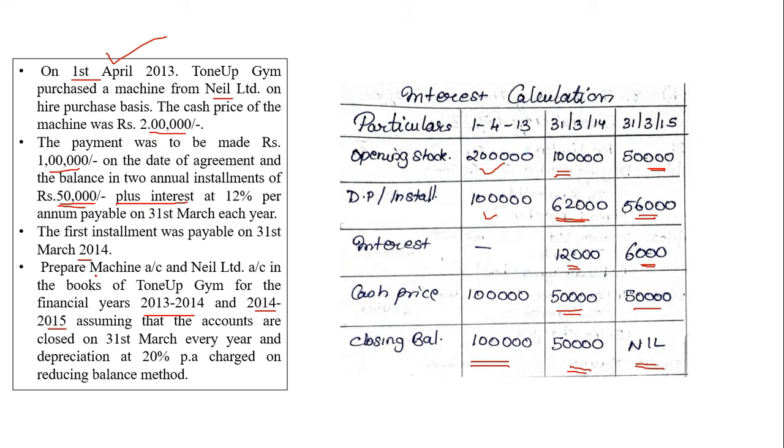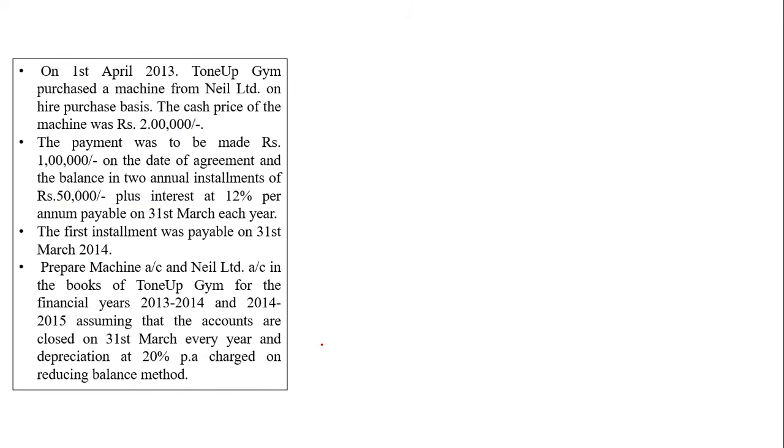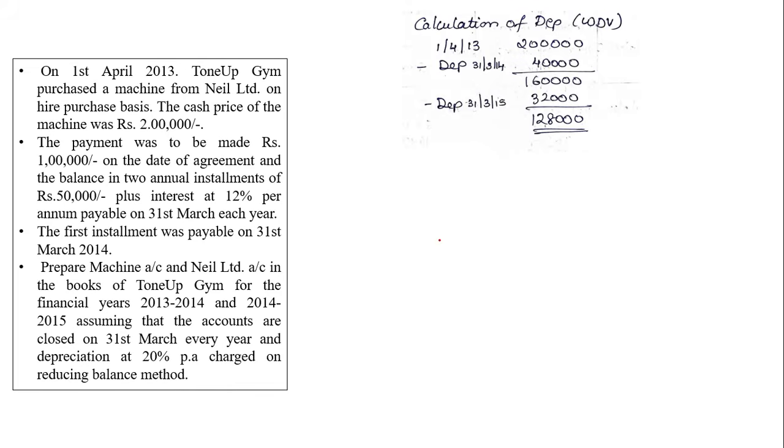Now before starting the machinery account, in machinery we have to find something called depreciation, and they have told you to use a 20% depreciation rate at reducing balance method. So very simple. Reducing balance means whatever balance you get, you have to remove your depreciation from that. So for example, on 1st April 13 you bought a machine for 2 lakhs. So on 31st March 14, on 2 lakhs you will remove 20%, which comes to 40,000. That's your depreciation amount. So 2 lakh minus 40,000 is 1 lakh 60,000. Now that's your balance. Under the reducing balance method, whatever balance you get of the first year, on that you'll have to remove depreciation and go ahead.